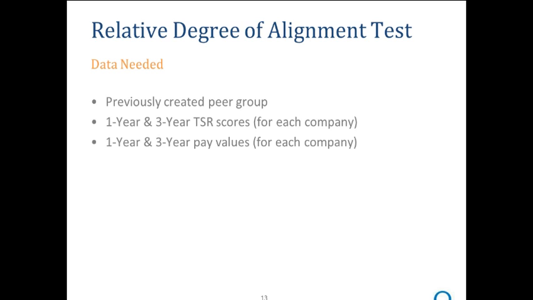And what you'll notice here is that from here on out, the only things we're actually going to need are the peer group we created, which I walked you through how to create earlier, the pay values, which I've also noted how you calculate, as well as the TSR score. I'll touch on the TSR score here quickly, and I'll talk about it a little bit more in the pay TSR alignment test.